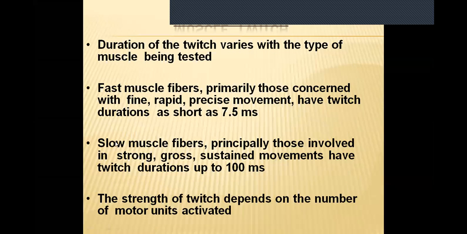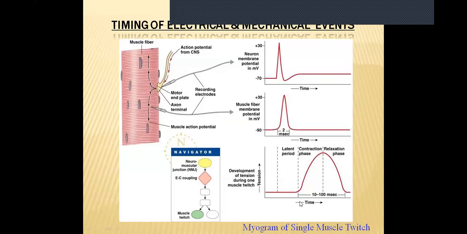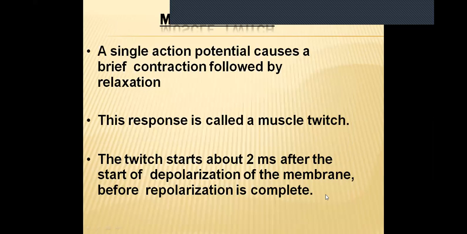And the duration of the twitch. In this slide, you can see this is the contraction phase and this is the relaxation phase in the muscle twitch. The duration of this muscle twitch takes a time of 10 milliseconds to 100 milliseconds, depending on the type of muscle fiber.